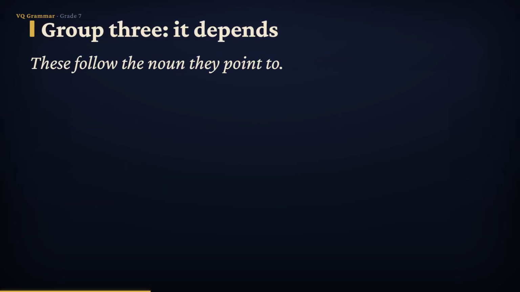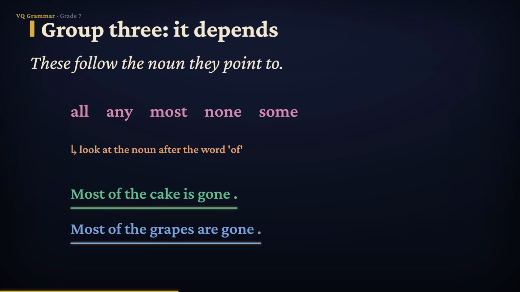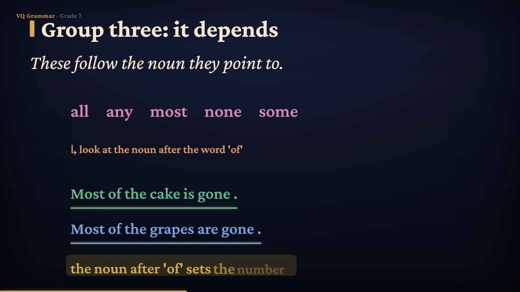Group 3 is the flexible one, and it depends on context. These 5, all, any, most, none, and some, can be singular or plural. How do you tell? You look at the noun after the word of. Watch. Most of the cake is gone. Cake is one thing, singular, so we say is. But most of the grapes are gone. Grapes are many, plural, so we say are. Same word, most, but the noun after of sets the number every time.